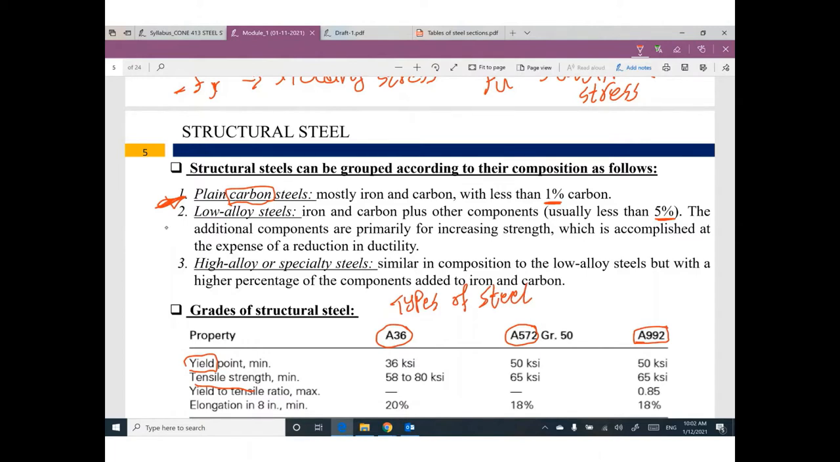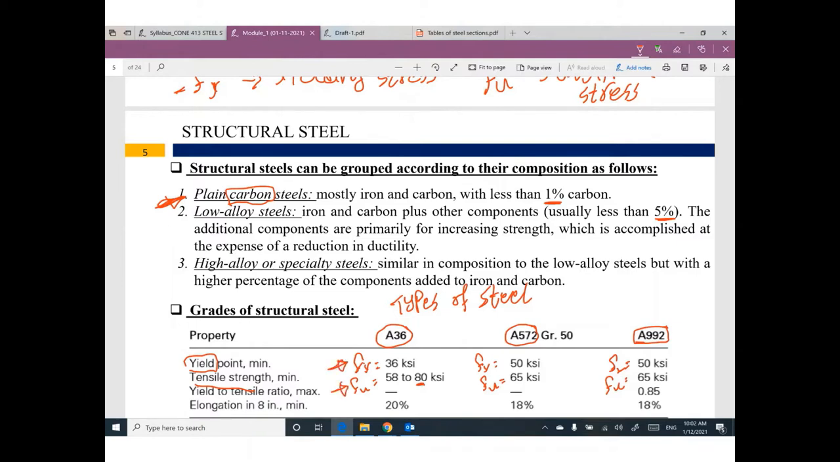So if the given steel is A36, that means F yield equals 36 KSI, F ultimate between 58 to 80 KSI. If I give you the type of steel is A572, that means F yield equals 50 KSI, F ultimate equals 65 KSI. A992, F yield is 50 and F ultimate is 65. The two mechanical properties of steel which are very important are yielding stress and ultimate stress.